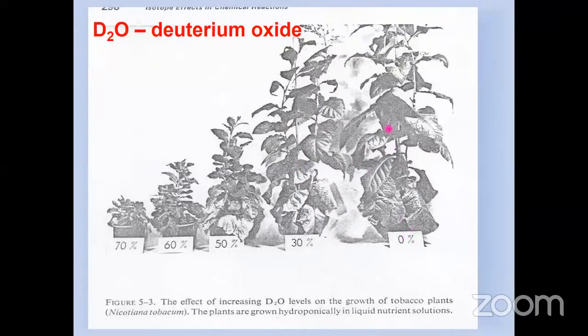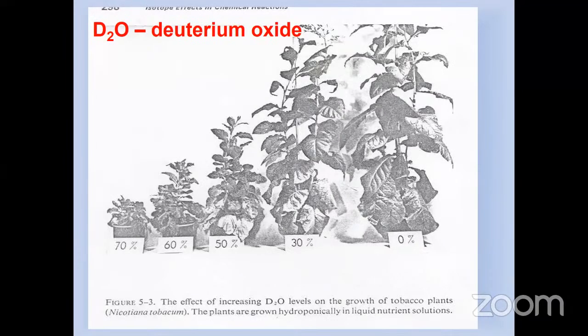You see here on the right-hand side a tobacco plant grown in water, that is 100% water. Progressively you use 30, 50, 60, and 70% D2O, and you see that the growth of the plant has been severely retarded by this process. Clearly this affects the metabolism, and it is because of a complex phenomenon collectively known as kinetic isotope effect, which is very useful for studying rates and mechanisms of chemical reactions.